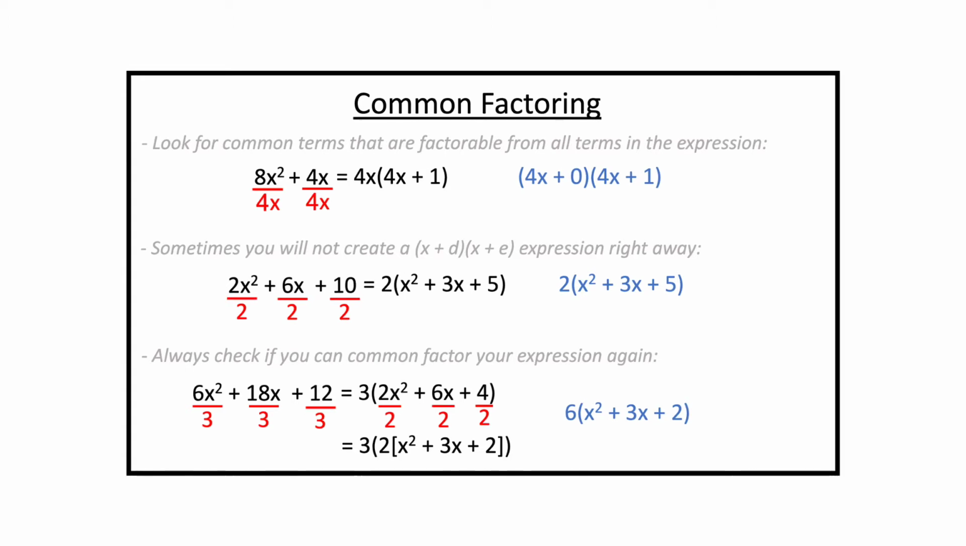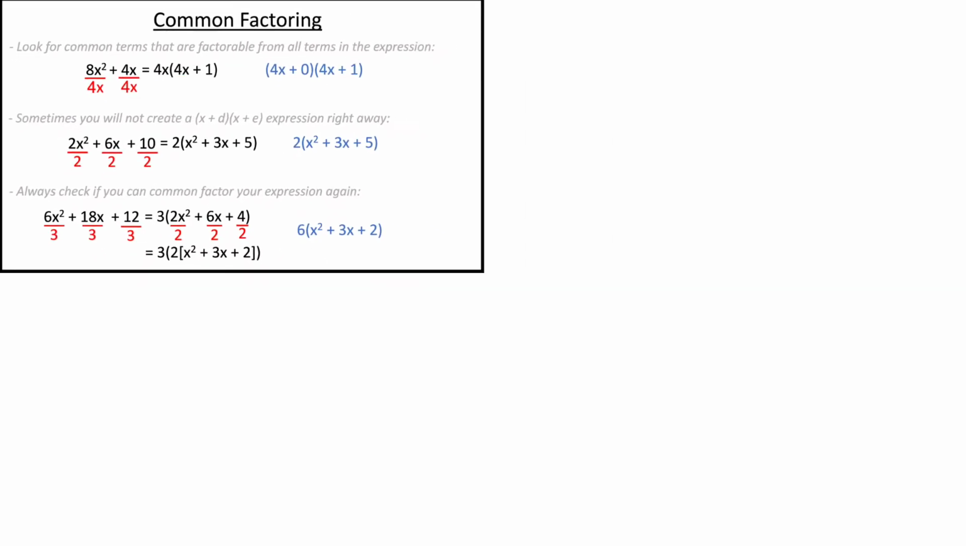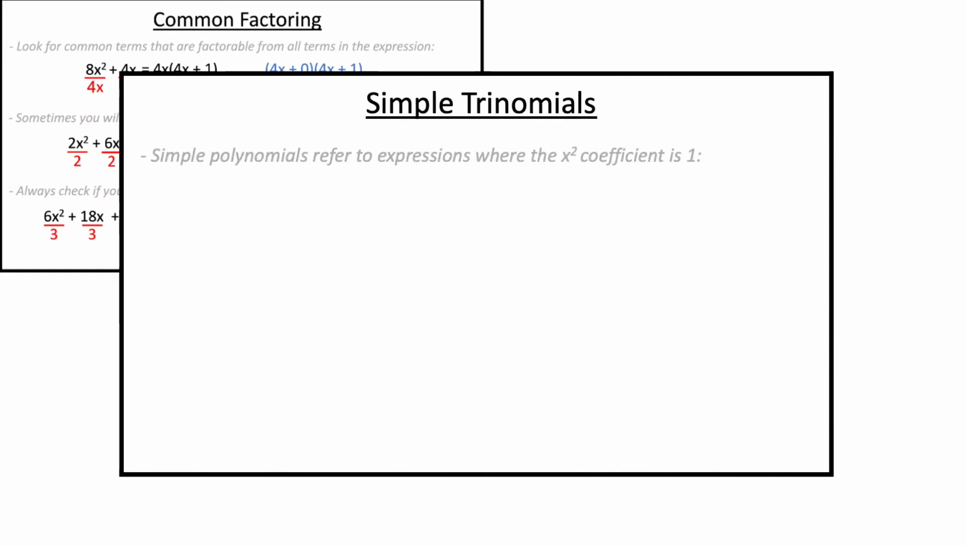The next type of factoring we will cover are known as simple trinomials. Now, simple trinomials are indicated by having an x squared coefficient of 1. So, something like this has an x squared coefficient of 1. Now, normally it is not written, but there is a 1 that exists there. But mostly you're just looking out for, is there another number in front of your x squared term that would make it not a simple trinomial? So, how do we factor these?